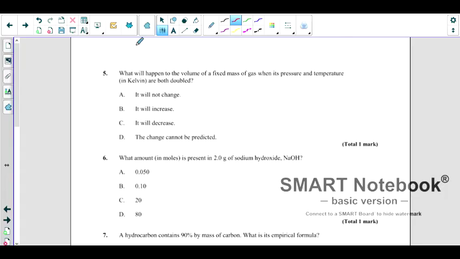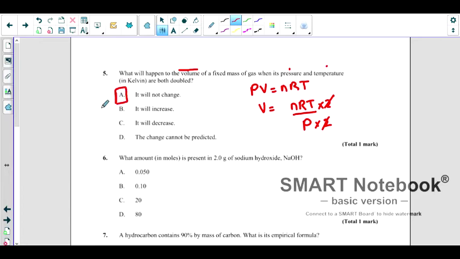What will happen to the volume of a fixed mass of a gas when its pressure and temperature are both doubled? When you have a question about gas, it's better to start with PV = nRT because it's applicable. Now it says volume. He's asking for the volume, so rewrite the equation in volume form. You have V = nRT over P. It says the pressure and temperature both are doubled. It means double the temperature, double the pressure. Now this 2 cancels with this 2. So again you get the same equation. So it will not change. The answer of this is this.